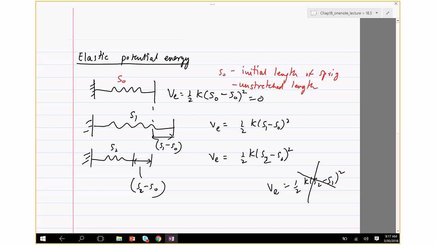So that is wrong. You have to do half k (S2 minus S0) squared. The change in potential going from here to here is going to be this minus this. It's not half k (S2 minus S1) squared. This formula and this formula, subtract the two, will not give you the same answer. Even if S0 is 0, it won't give the same answer.